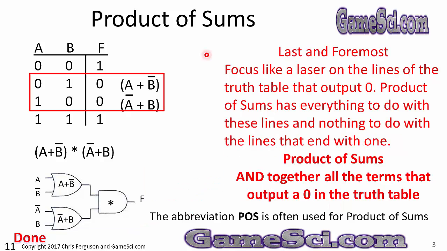Last and foremost, focus like a laser on the lines of the truth table that output 0. Product of sums has everything to do with these lines and nothing to do with the lines that end with 1. Product of sums says AND together all the terms that output a 0 in the truth table. The abbreviation POS is often used for product of sums as well as something else, but we won't talk about that.